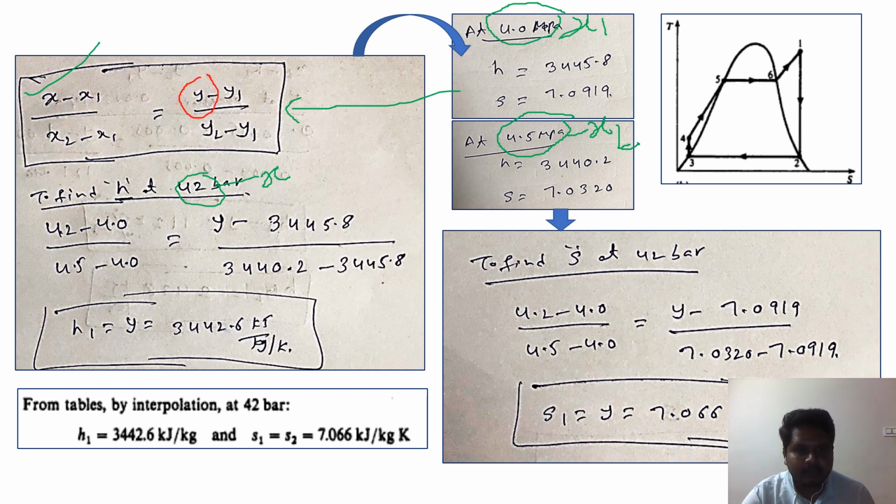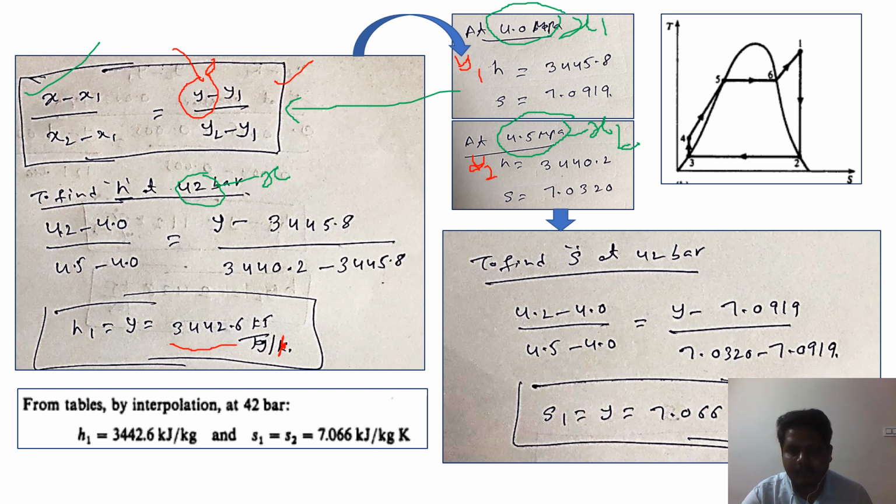Here we have to find the y value. y1 is the enthalpy at 4.0 megapascal, and y2 is the enthalpy at 4.5 megapascal. If we substitute all the values in this equation, we can find the enthalpy value at 4.2 megapascal. So the final value is 3442.6 kilojoule per kg.